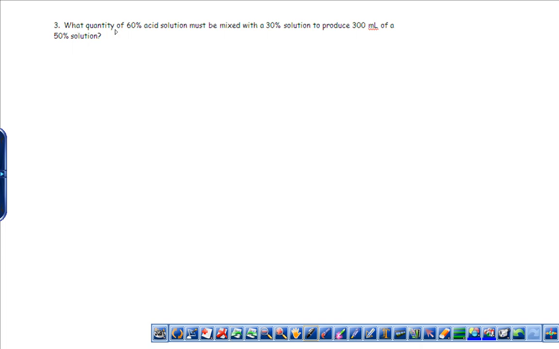Okay, it says what quantity of 60% acid solution must be mixed with a 30% solution to produce 300 milliliters of a 50% solution. So it looks like we have another mixture problem. Okay, so we've got to figure out what is the mixture. It looks like the 50% is the mixture. So we've got a 60% plus a 30% is going to make the mixture, which is 50%.